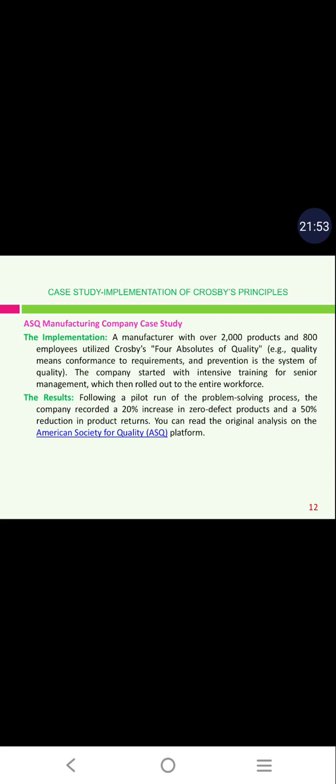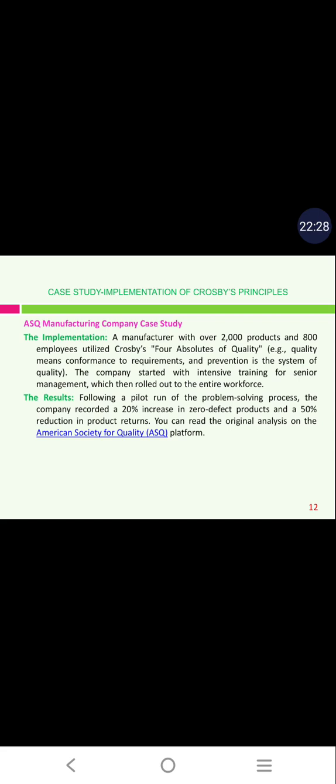The company started with intensive training for senior management, which then rolled out to the entire workforce. To implement this concept, the training was given to the senior management, later to the middle level management, and finally to the lower level management. First they gave training on Philip Crosby's 4 absolutes of quality, and finally they implemented this concept and got a very good result.